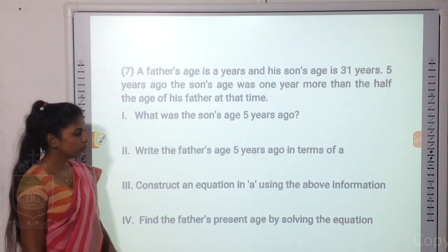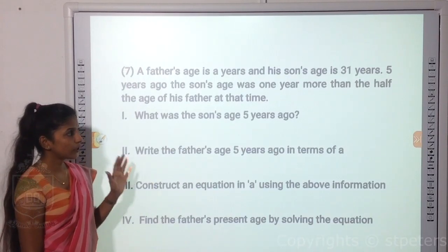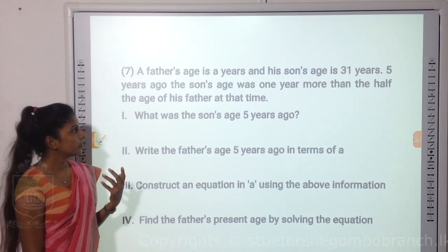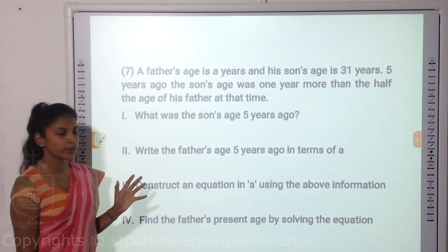Right, I have one more. So this is the last one for you. You have to read it carefully. This is somewhat more difficult than the previous one, right? So here we have some fraction part as well.